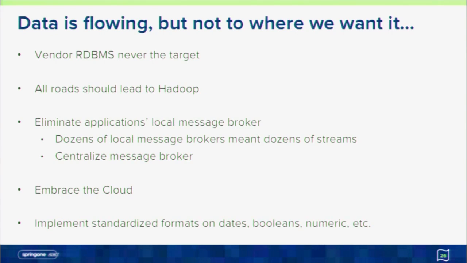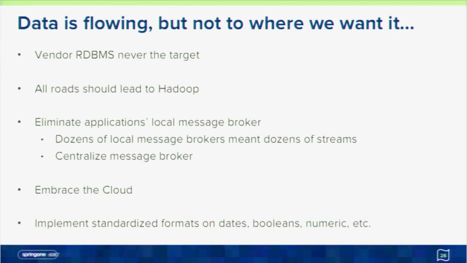Okay, so now we've got data flowing. The pipes have data flowing to the reservoir. We're filling the lake. We're eating up all that 2 petabytes. All right, now that vendor RDBMS you saw in the initial architecture was never our target. Nobody wants to support 10 relational databases that we've licensed from some vendor. And all roads should lead to Hadoop, right? Everything we want in the data lake, and we want to leverage Kafka, all right?